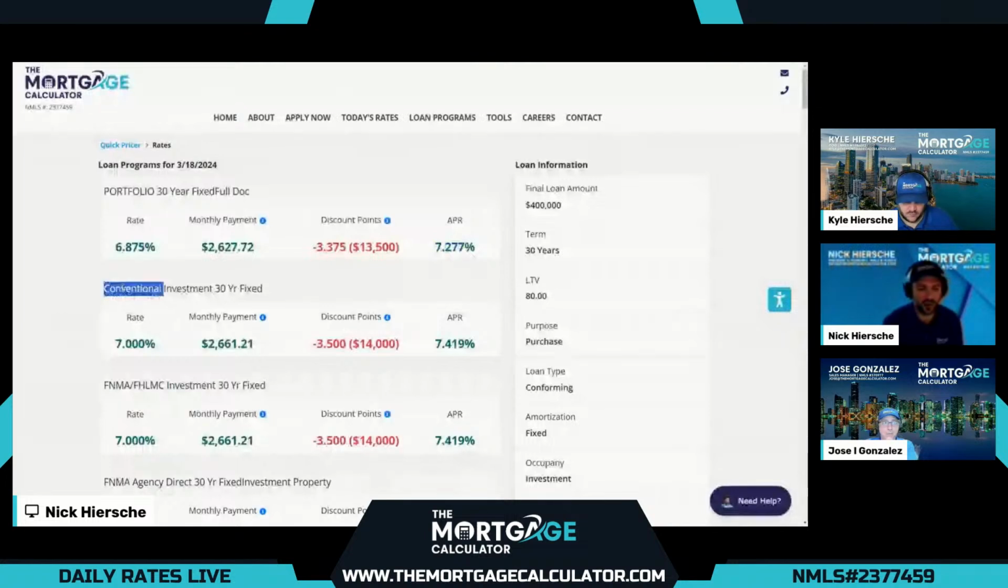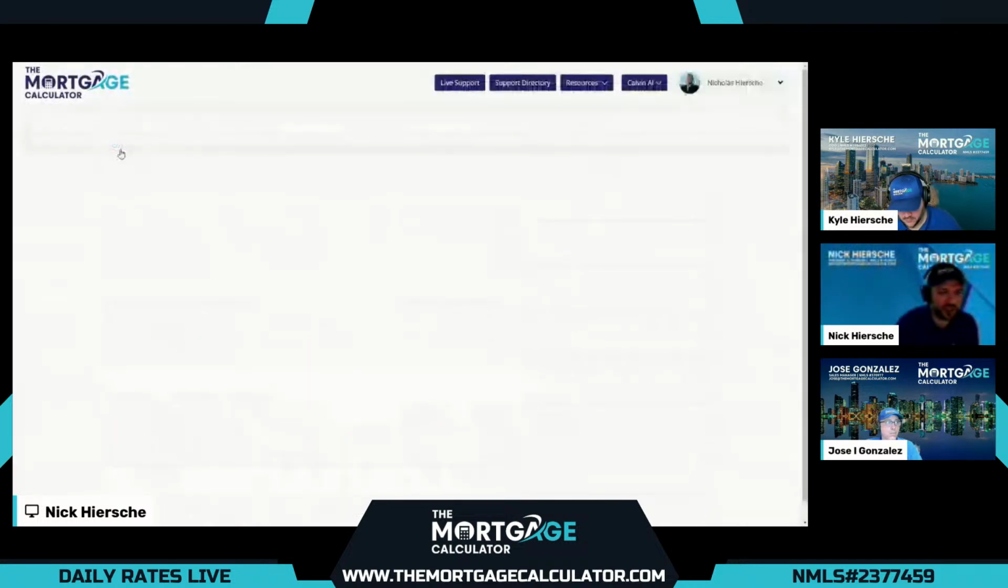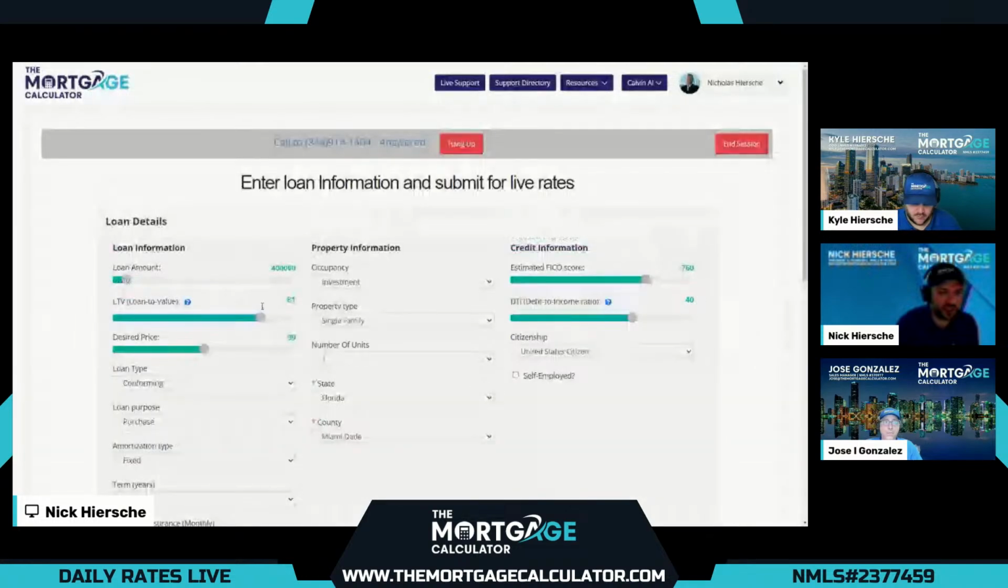And the first true conventional option here, 7% rate, 3.5 discount points in cost, put the final APR at 7.419. This option does include the loan level price adjustments for investment properties that are now required for Fannie and Freddie loans, the true conventional loans. Definitely recommend our customers looking for investment properties check out the portfolio option. It's a little cheaper today. And check out our final, which will be our non-QM options, typically the preferred option.